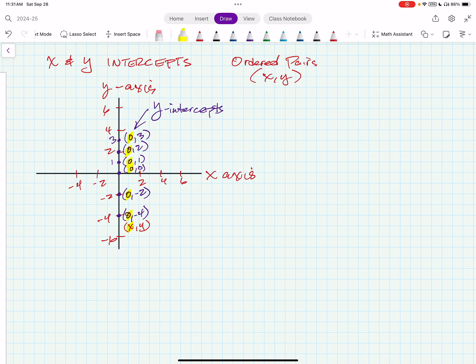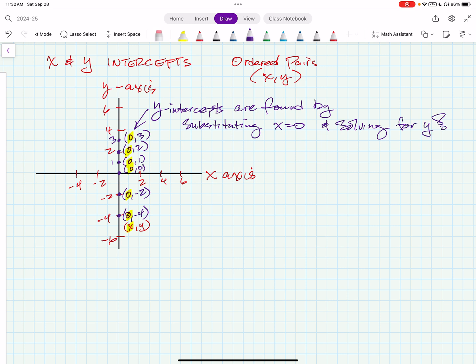So the way we find y-intercepts, write this down because this is the key concept here, y-intercepts are found by substituting 0 in for x, so x equals 0, and solving for y, which happens to be the y-intercept. And you're going to see me do that. So substitute 0 in for x, solve for y, and you get your y-intercept.